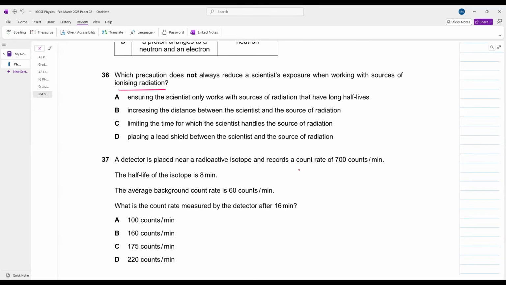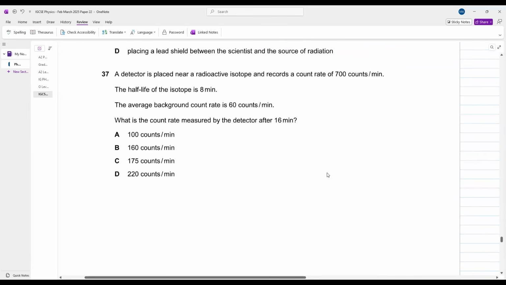Which precaution does not always reduce a scientist's exposure when working with ionizing radiations? बेटा, कौन सा precaution does not reduce scientist's exposure? Ensuring that the scientists only work with radiation of long half-life? No. इससे कौन सा आपका प्रिकॉशन चल रहा है भाई? This is not a precaution.